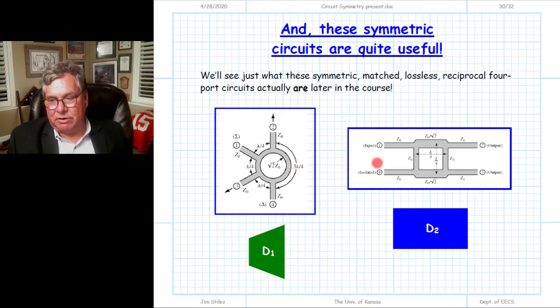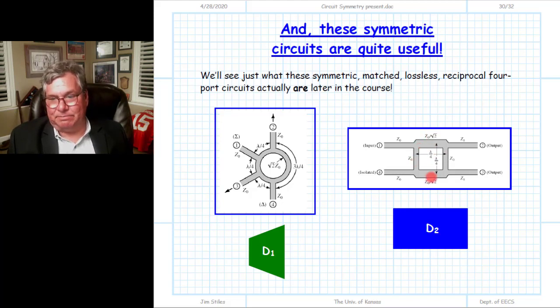If we go to another device, this is a matched lossless reciprocal four-port device. Again, this is shown in terms of its microstrip design. This is the top side edge. The different widths of lines have different characteristic impedances. We show the line lengths lambda over 4. That shows up all the time.